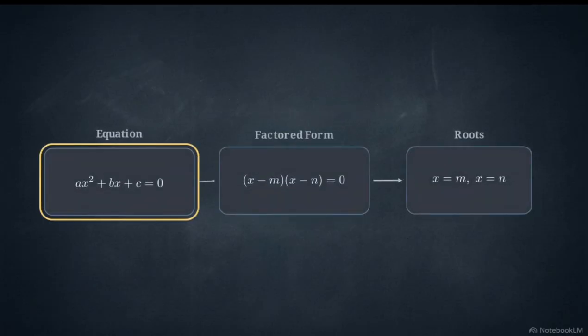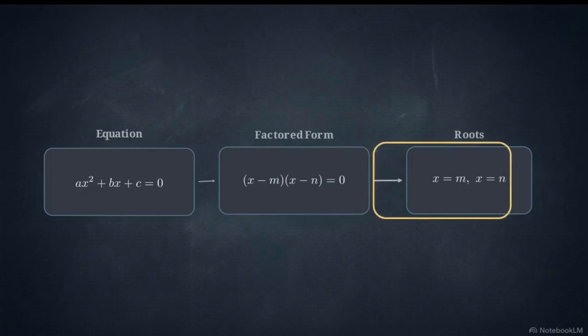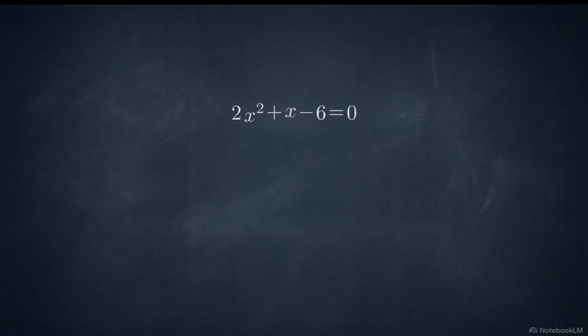By following a specific sequence of operations, we can move from an unsolved equation to the final roots without relying on trial and error. Let's apply this to the equation 2x squared plus x minus 6 equals 0. The first step is to multiply the outside coefficients, a and c. Multiplying 2 by -6 gives us -12.